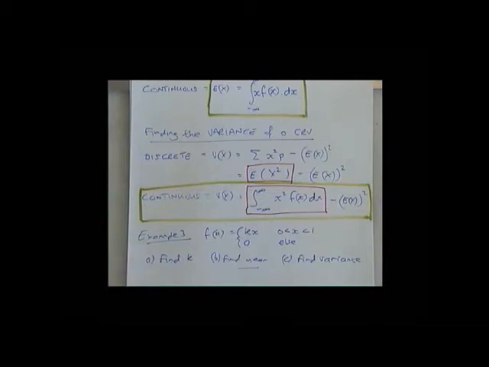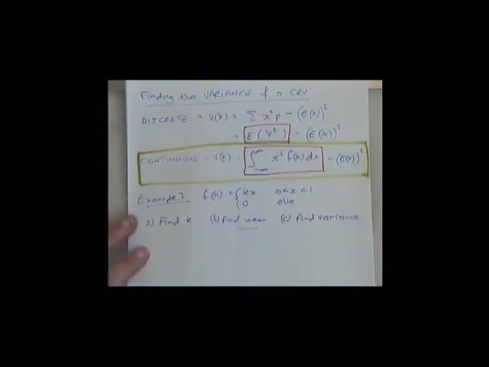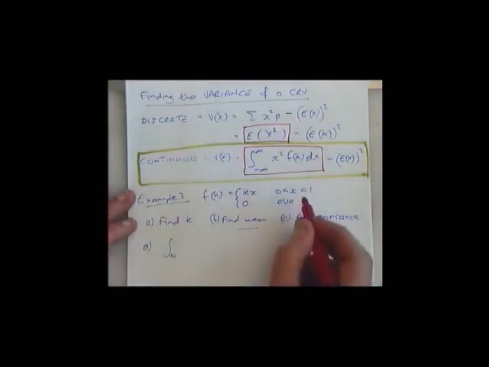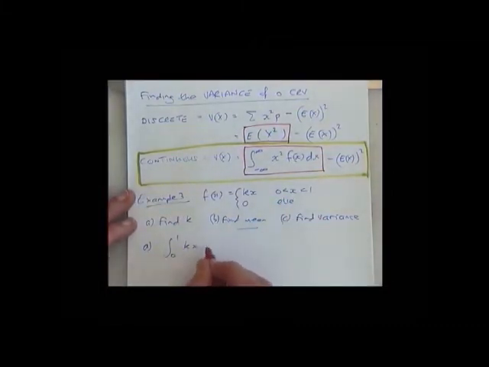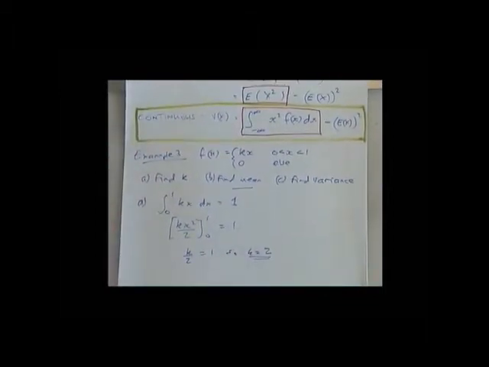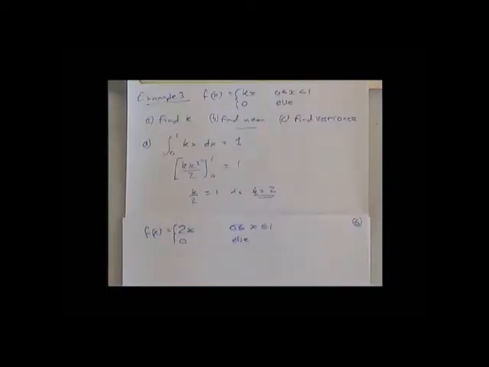So, finding k, what key fact will we use to find k? The total, between 0 and 1. Yeah, you integrate your function with respect to x between your limits, which here are 0 and 1, and you know the answer is 1. So now we've found k to be equal to 2.